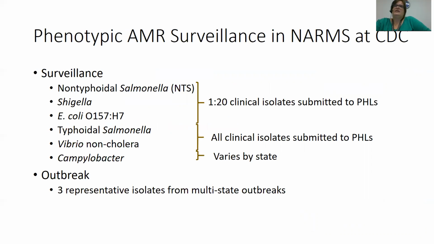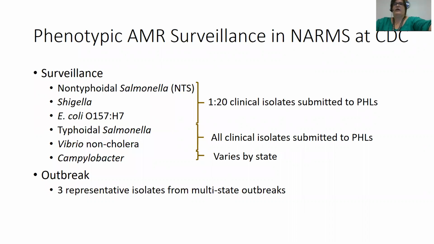To give you an overview of where we were before we went into whole genome sequencing, this is an outline of our phenotypic surveillance that we had in place and are actually still conducting to this day. We conduct surveillance on non-typhoidal Salmonella, Shigella, and E. coli O157, which consists of looking at 1 out of every 20 isolates submitted to state and local public health labs, and those are forwarded to CDC for AST testing.